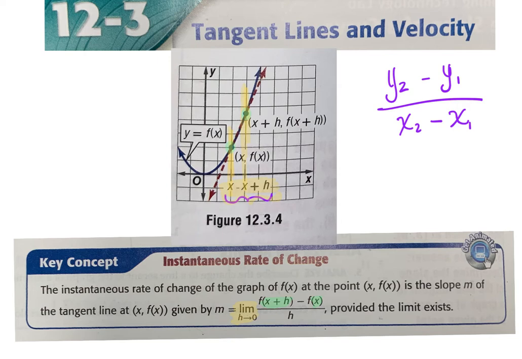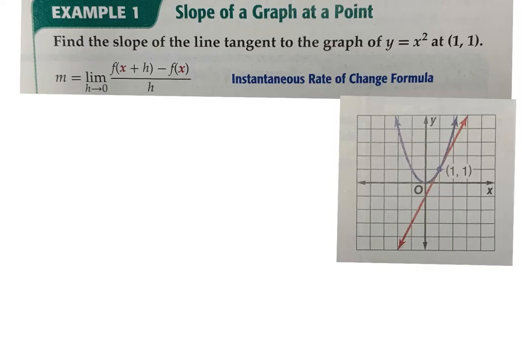So let's look at the first example. Find the slope of the line tangent to the graph y equals x squared at the point (1, 1). All right, at the point (1, 1). Now, we are going to put in our point. We do not have an h at this point, and we are going to see what happens. We're going to use our formula.